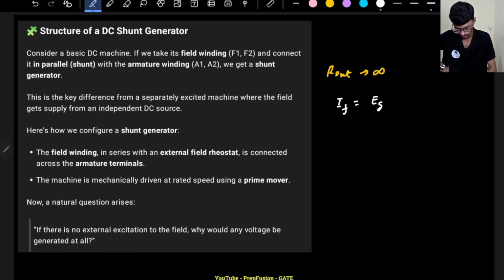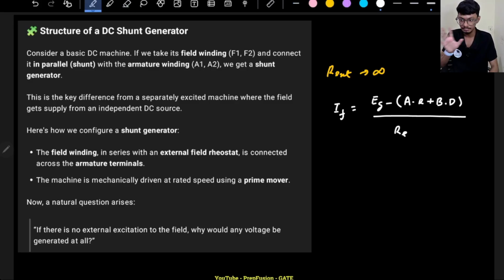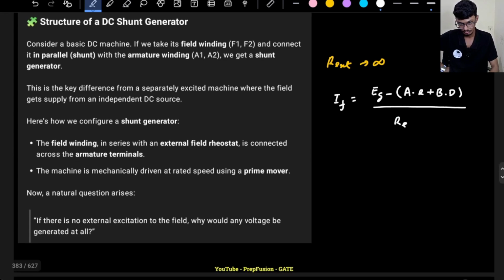IF current is simply Eg minus all the armature reaction plus the brush drop voltage, divided by R external plus RF. Previously I did not discuss R external because I was not discussing the experimental setup. Here that is what we do. If my R external is very high, then this will be roughly almost equal to 0. So here Eg will not vary. Eg will be equal to E residual. Eg will not change because IF is not changing.